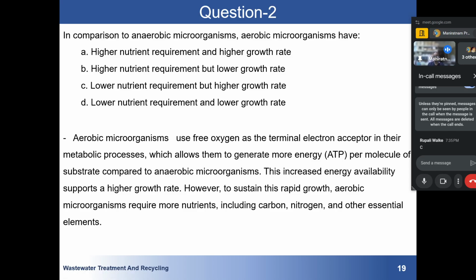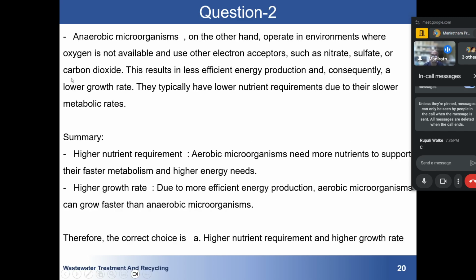To support the growth, a huge amount of energy and a huge amount of nutrition is also required. On the other hand, we have anaerobic microorganisms, where oxygen is not available and they use other electron acceptors such as nitrate, sulfate, or carbon dioxide. This results in less efficient energy production and consequently lower nutrition requirement due to their slower metabolic rate. In summary, the correct answer is A. Okay.